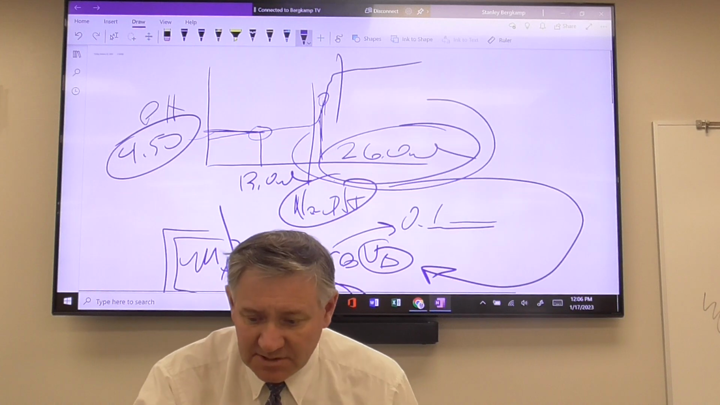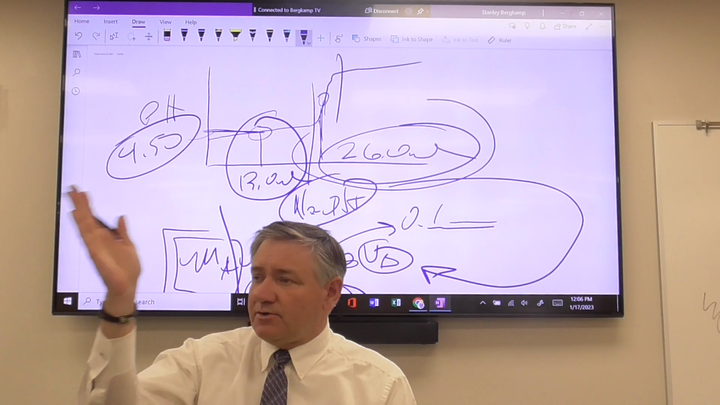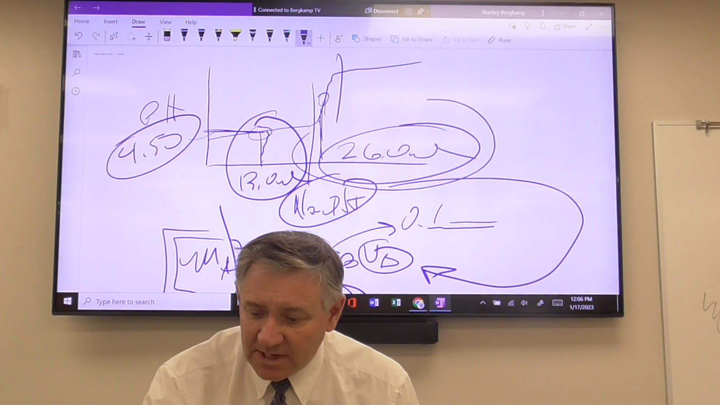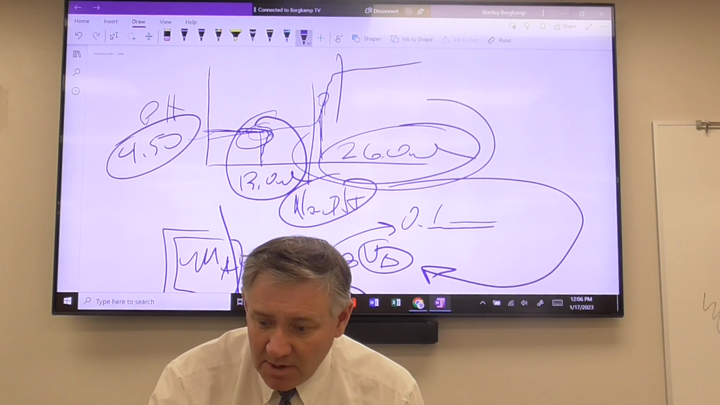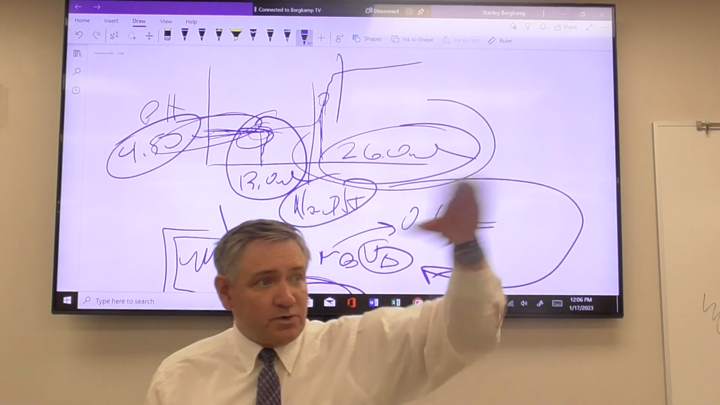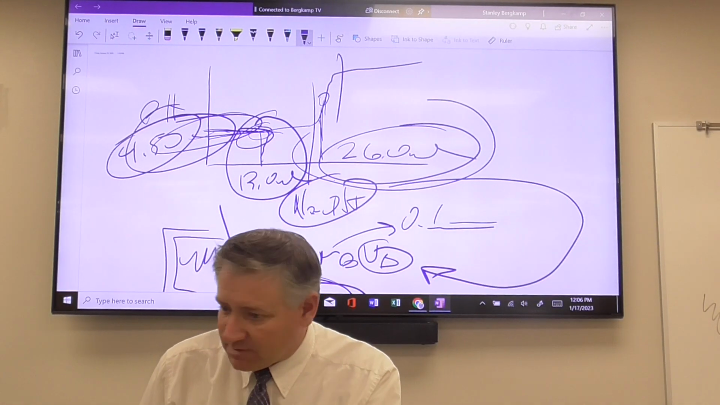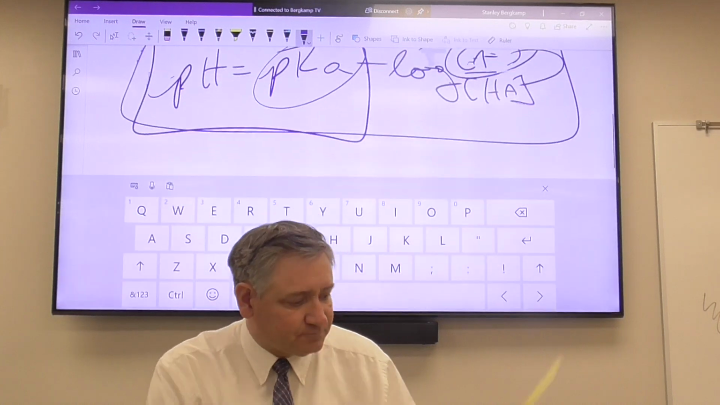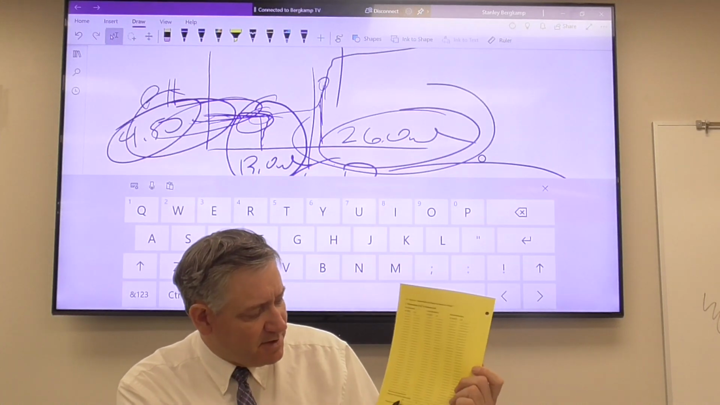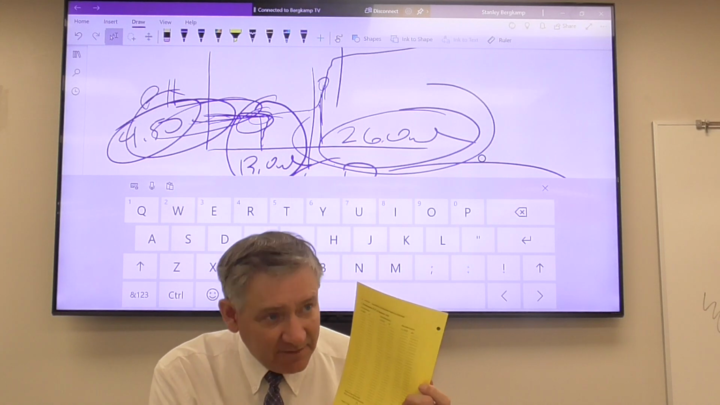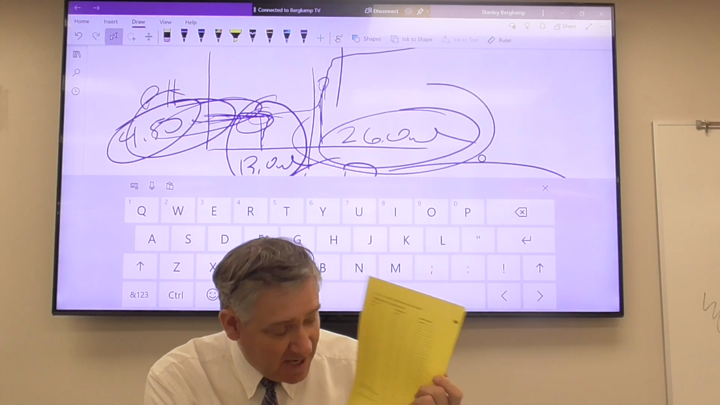So what's going to happen is that you're going to come over here and you're going to find that half the equivalence point, 13 milliliters. You're going to take a ruler and you're going to draw a line straight up. You're going to come up over here, you're going to draw a horizontal line, and you're going to find the pH of that half the equivalence point. So, where it says here, your pKa, that's your pH at half the equivalence point. Okay, that's what you're going to have.